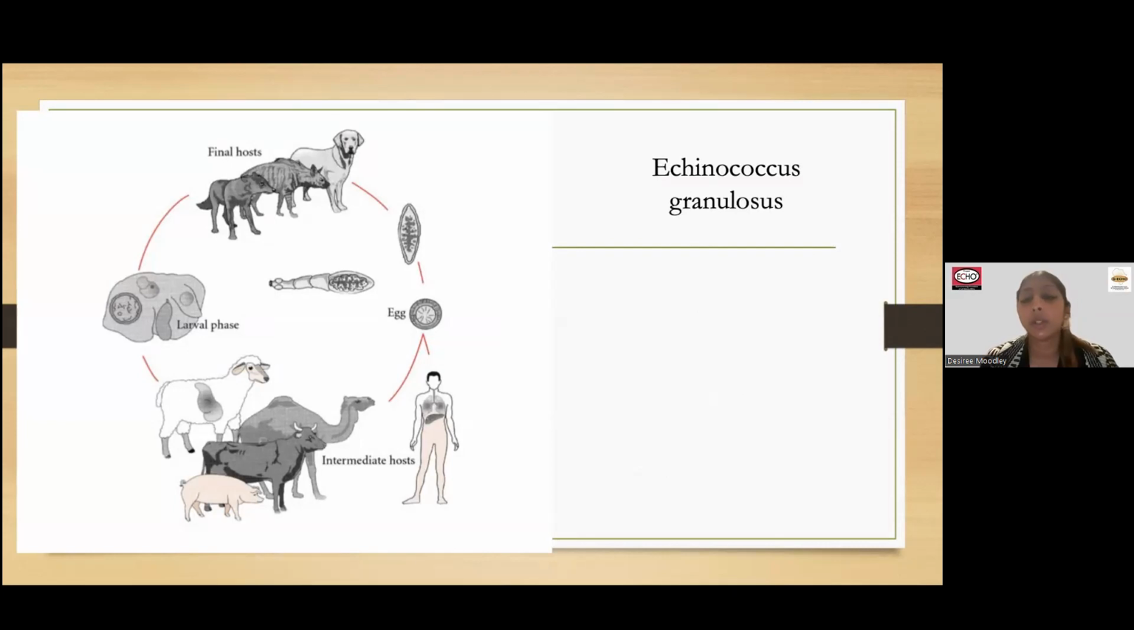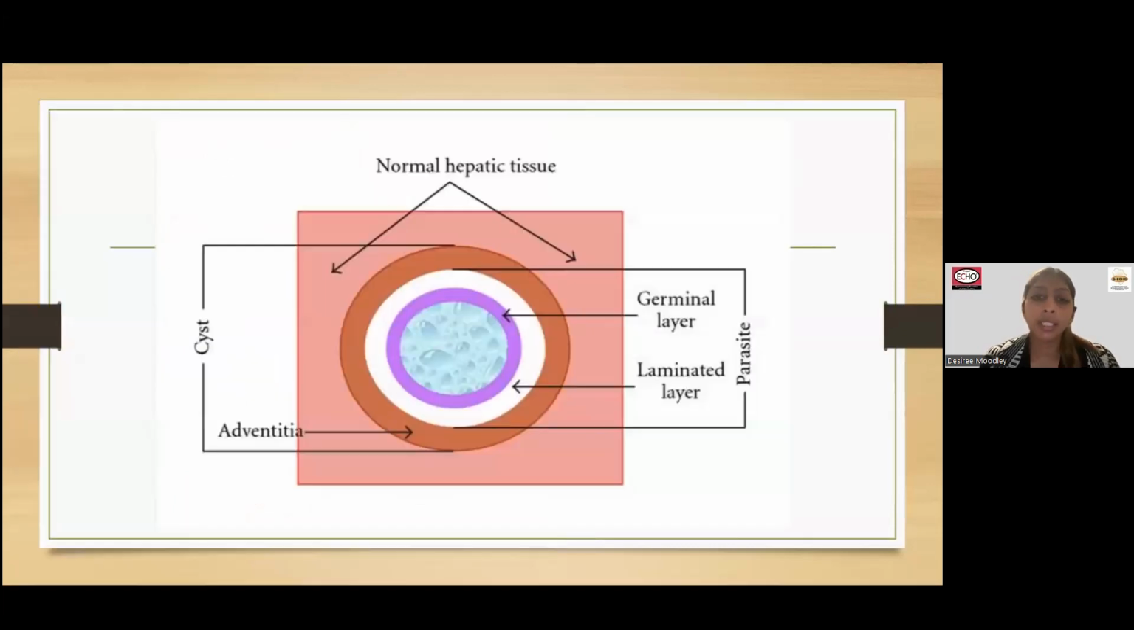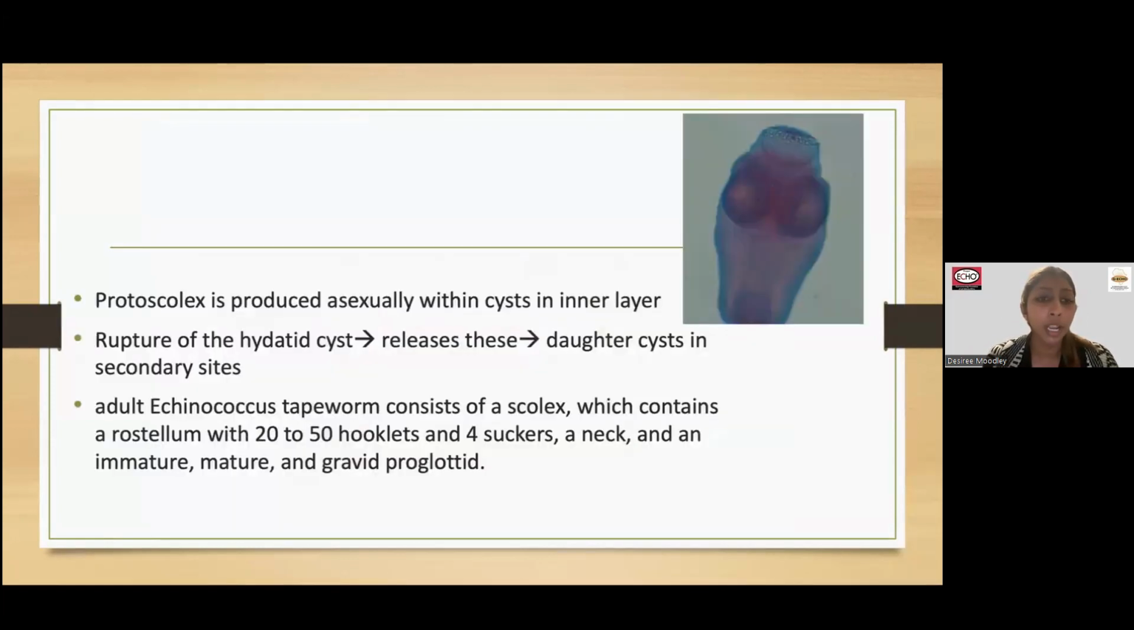About 70% will go to the liver, 20% to the lung, and then the other 10% to other parts of the body. And then once it's in the liver, it forms cysts. So you have the parasite part of the cyst, which is your germinal layer and your laminated layer. And then you've got your human part of the cyst, which is your adventitia that lines the cyst. The rupture of the hydatid cyst will release daughter cysts to secondary sites. And that's just a picture of a scolex with its little hooklets and suckers.